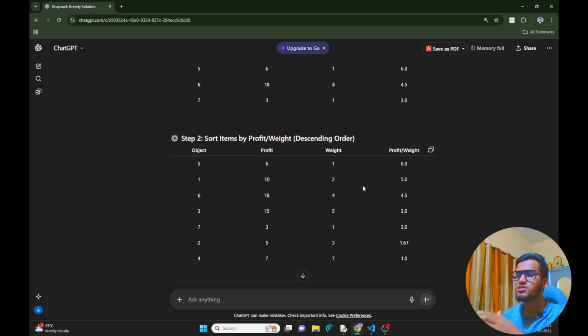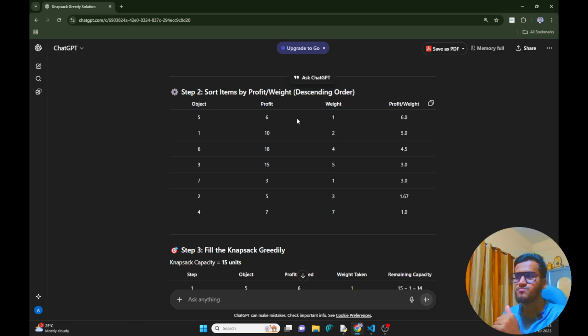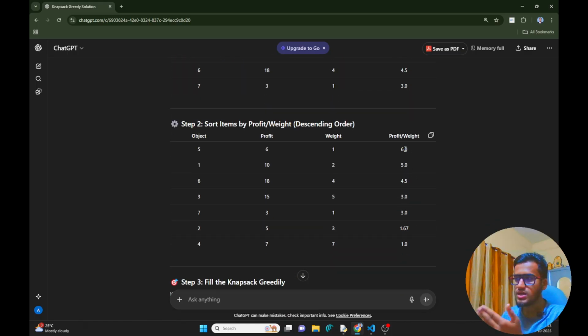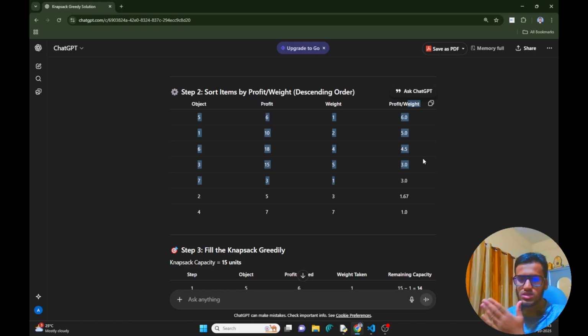The second step, we want to arrange in decreasing order. The profit per weight values we have divided should be arranged in decreasing order. You can see here we are in this format. First arrange in decreasing order, and according to it, you put the objects as well. 6, 5, 4, 3, 3, 1.67 and 1. So this is the descending order, the second step.